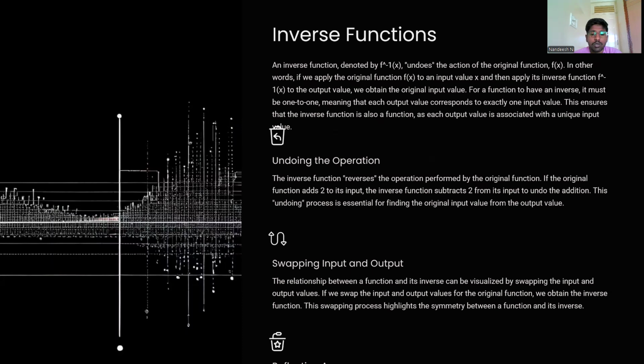Swapping input and output. The relationship between a function and its inverse can be visualized by swapping the input and output values. If we swap the input and output values for the original function, we obtain the inverse function. This swapping process highlights the symmetry between a function and its inverse.